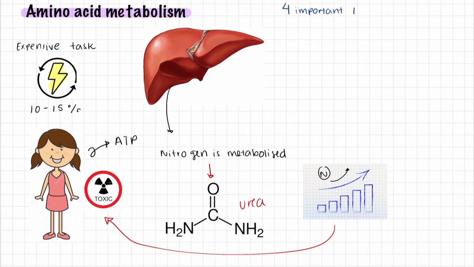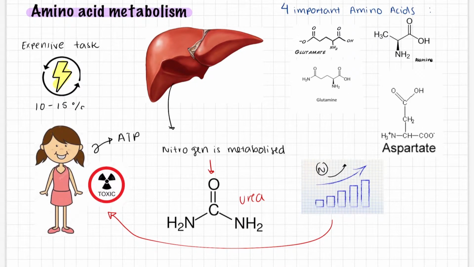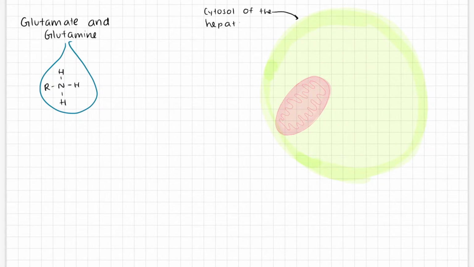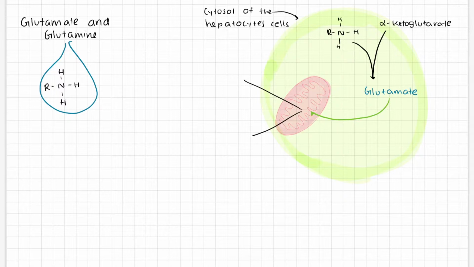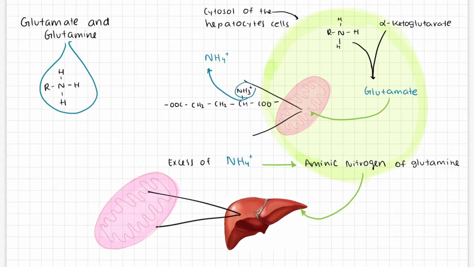There are 4 different amino acids that have an important role in nitrogen metabolism: glutamate, glutamine, alanine, and aspartate. Glutamate and glutamine are essential because they act like a collection point of amino groups. In the cytosol of the hepatocytes, the amino groups of the majority of amino acids are transferred to the alpha-ketoglutarate and form glutamate. Then the glutamate is transported into the mitochondria where the amino groups yield ammonia. The excess of ammonia generated by most of the other tissues becomes the aminic nitrogen of glutamine, which passes to the liver and then to the mitochondria of the same.